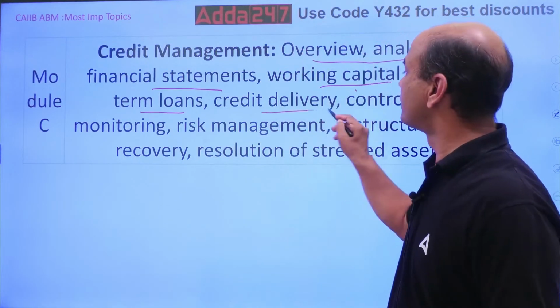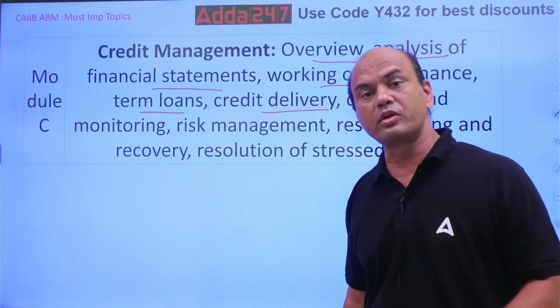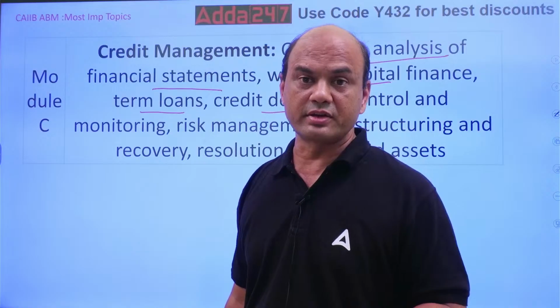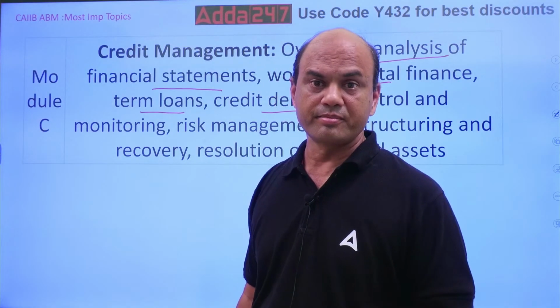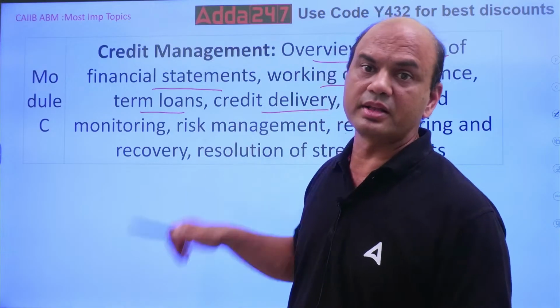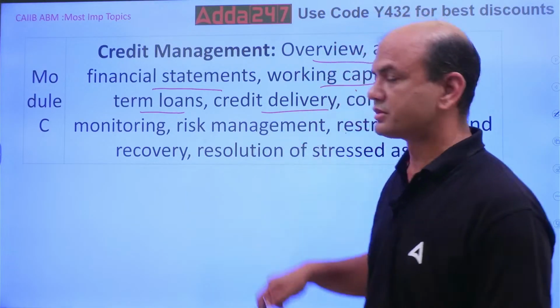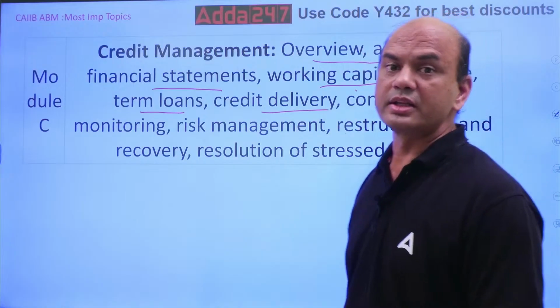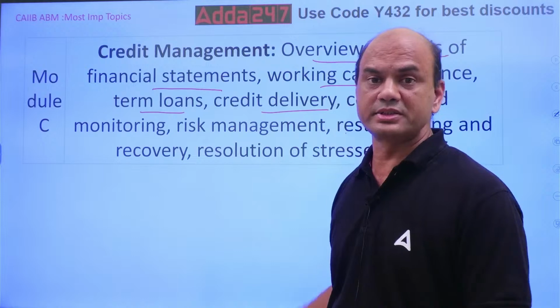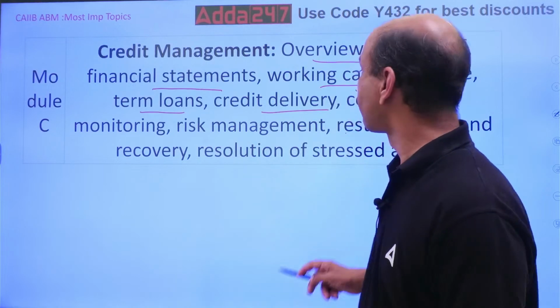Credit delivery means, whenever you deliver the loans, what all documents do you take? What is DPN? What is letter of continuing security? What is agreement? All this. What is limitation period? Everything will come under this delivery of loans. Okay. What are the legal documents? What are the collateral documents? What are the financial documents over here?